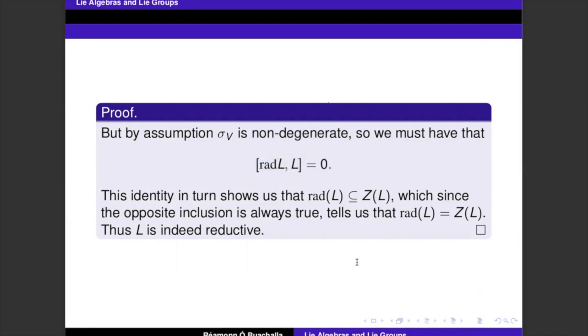But if we think back, the opposite inclusion is always true. The center was always contained in the radical. Remember, the radical was the maximal solvable ideal, which is to say any solvable ideal was contained inside there. The center was always solvable. It was trivially solvable because its commutator bracket with anything else was going to give you zero, so the solvability condition was satisfied immediately. Hence, the opposite inclusion is always true. But that means in this case that we have an equality, which means that the radical is equal to the center. There is nothing in the radical that's not central. And this is precisely the definition of reductivity. Hence, we can conclude that L is reductive, as claimed above.